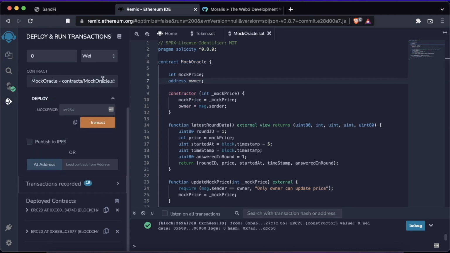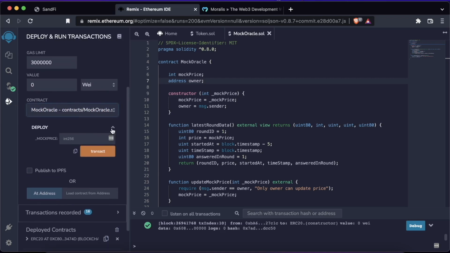So we return here. We want to deploy the mock oracle, and that one requires an initial price. And we're going to have those tokens that we just deployed to be both worth $1 exactly when we start. So we're going to have 1 followed by 8 zeros to follow the Chainlink standard. 1, 2, 3, 4, 5, 6, 7, 8. We deploy this one.